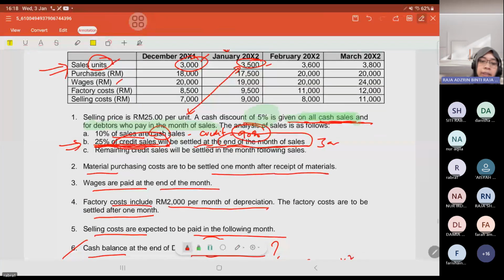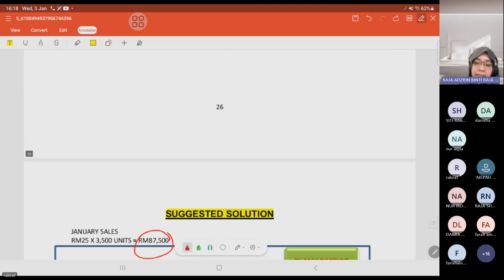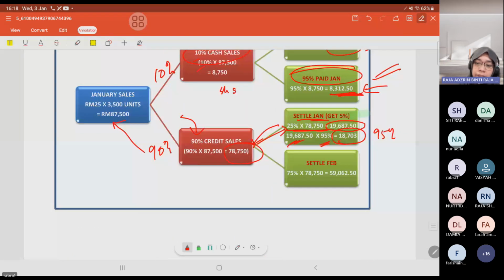Okay, now remaining credit sales. So remaining credit sales will be settled in the month following sales. That means kalau sale tu in January tadi, dia akan dapat bila? That will be in February lah. So remaining will be the remaining of the credit sales. Kalau tadi 25%, so this one the 75% lah. So 75% of this amount, dia akan settle in February. So this amount will be settled in February.